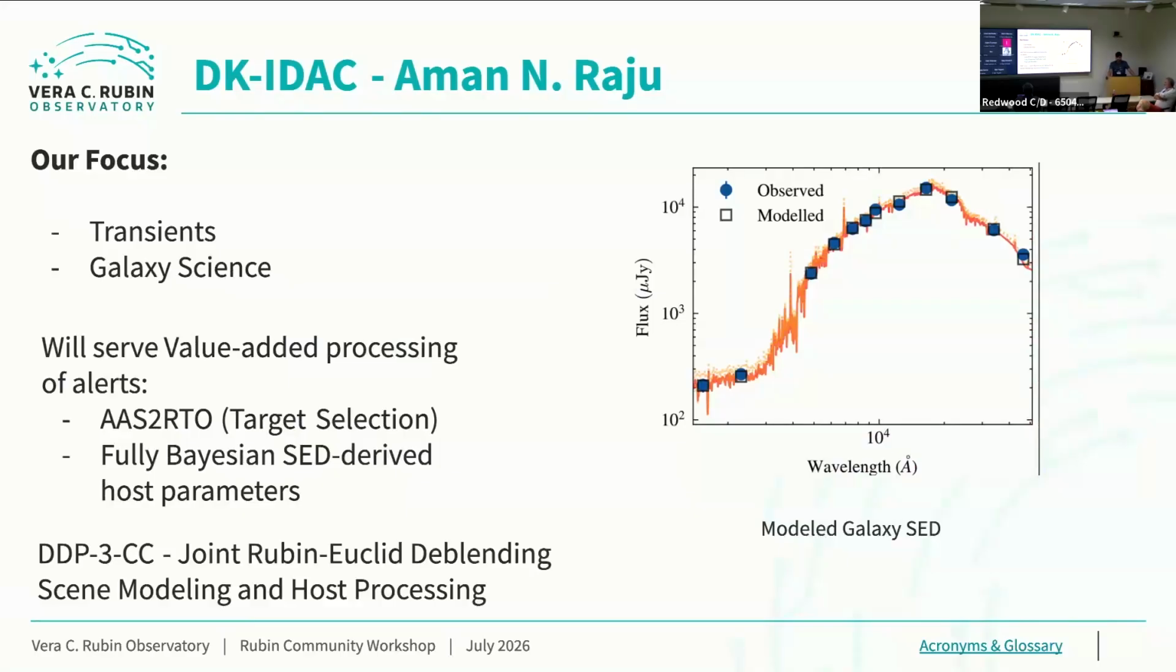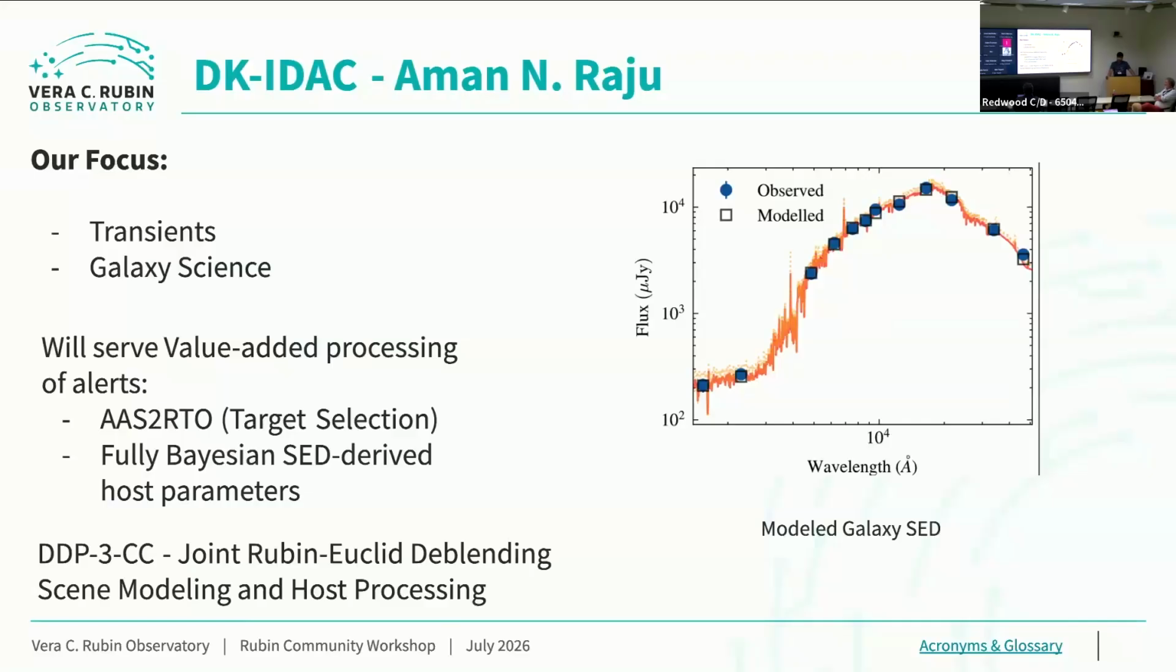So the IDAC in Denmark, our main focus is on transients and galaxy science and the intersection of the two. Just working with LSST alerts, looking at the innumerable amount of galaxies that LSST will discover, and also trying to analyze the host galaxies of these transients with the galaxy catalogs that come from LSST, along with a few other surveys that we'll see in the next few slides.